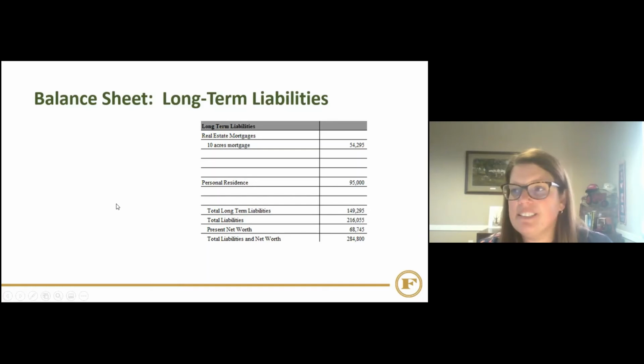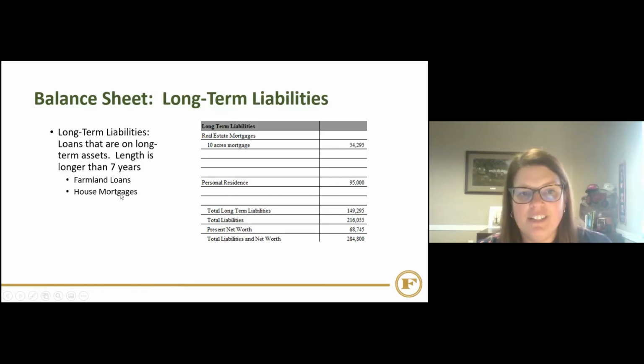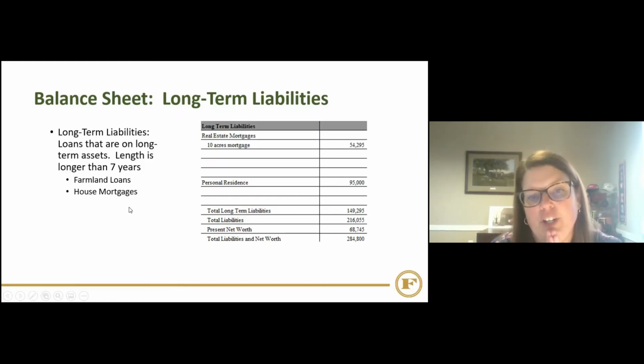So the last section is long-term liabilities, and this is the last of the liabilities. These are loans or debts whose length is longer than 7 years. The most common items found in this section are farmland loans and personal residence, so your house mortgage. In general, a good rule of thumb is if it has a mortgage on it, then it most likely is in this section because it's probably going to take you more than 7 years to pay it off.